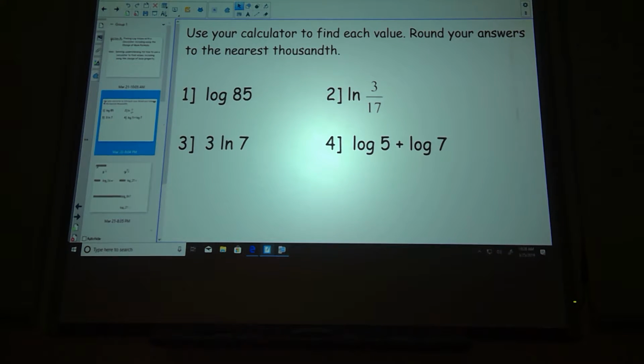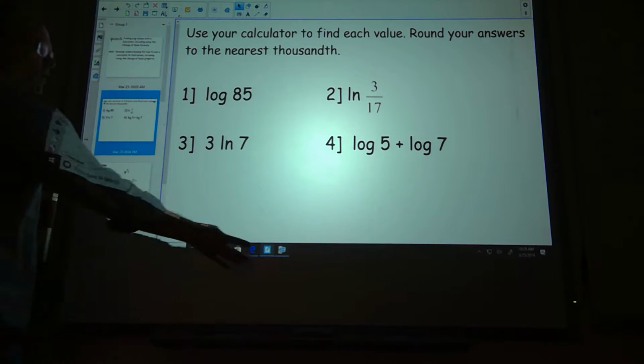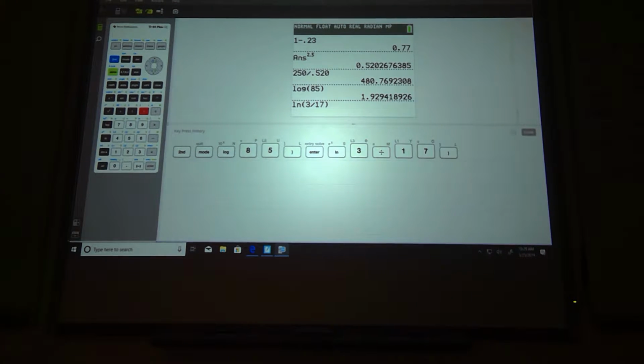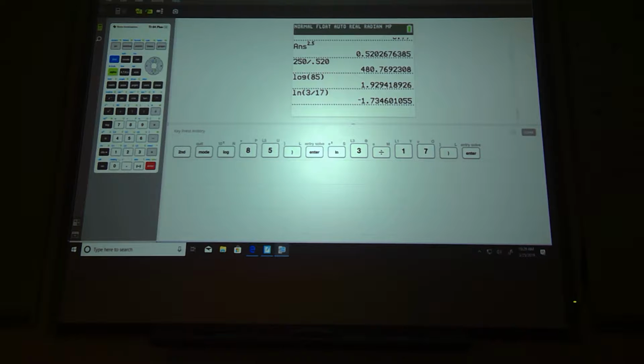Okay? And then if we wanted to find, say, natural log of 3 over 17, we're doing the natural log of the fraction. So on my calculator, I would just go ln, and then I would make sure I close the parentheses on this, because if you don't, your calculator might read it as saying, hey, what's the natural log of 3, and whatever that answer is, divide by 17, rather than the natural log of 3 17ths. So you hit that, and you get a little negative number, which is great. Okay, the calculator works pretty easy for you on doing these.